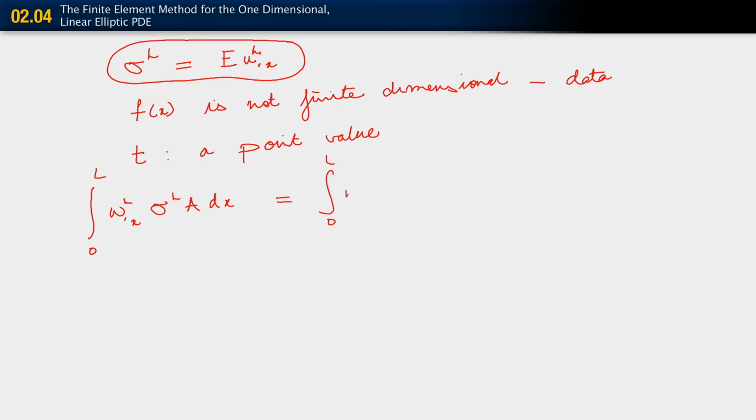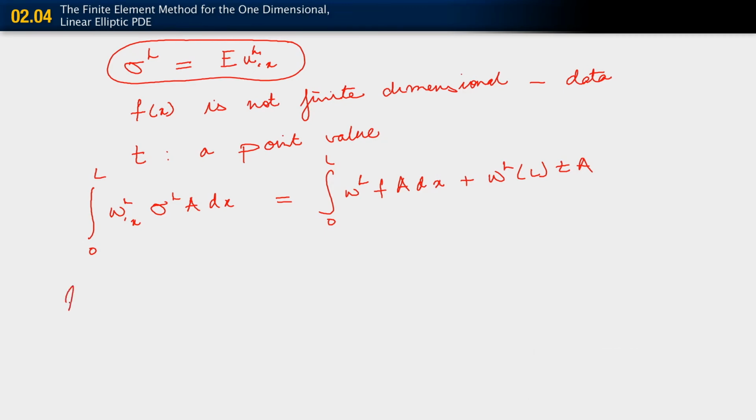And on the right-hand side, again, the weighting function is finite dimensional. Not so for the forcing function, which is data. And it's actually not a relevant question for the traction in this 1D setting. Okay, so that's what we have, right? So that explains why we have finite dimensional forms of WH and sigma h.